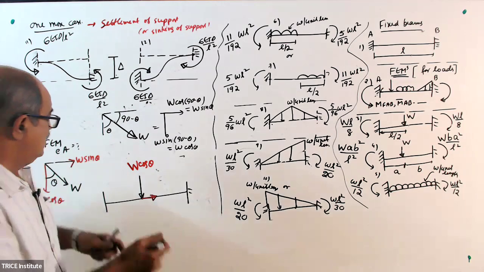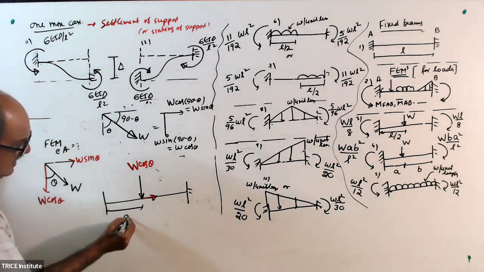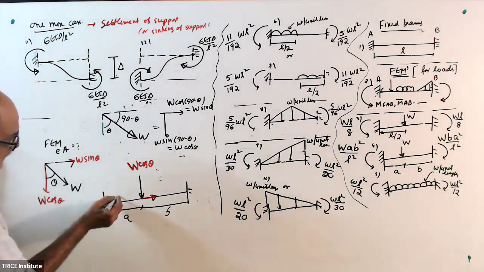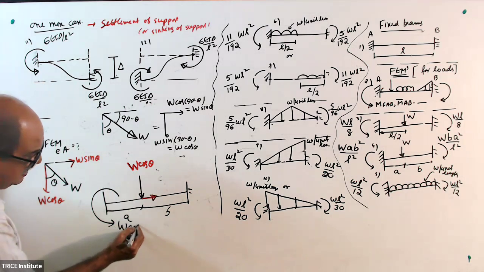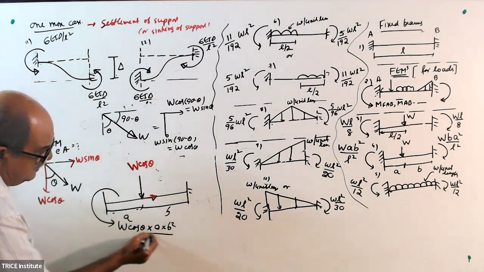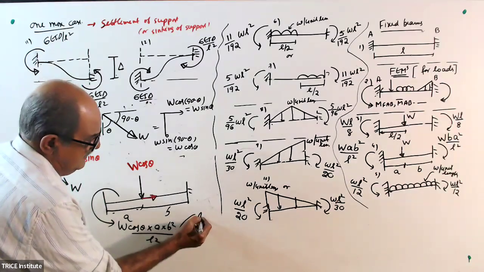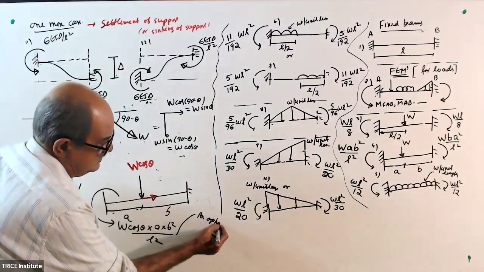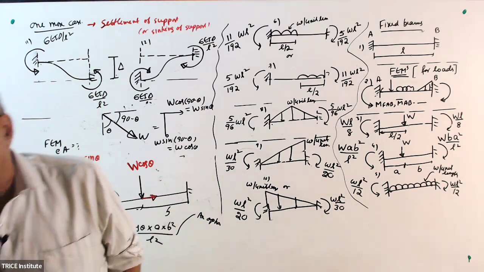Okay. Therefore, now W cos theta, see, they told this is A, this is B. This moment they want, that is W cos theta, W into A into B square by L square. Therefore, correct answer is option number, see their option. However, I am not bothered to see the option.